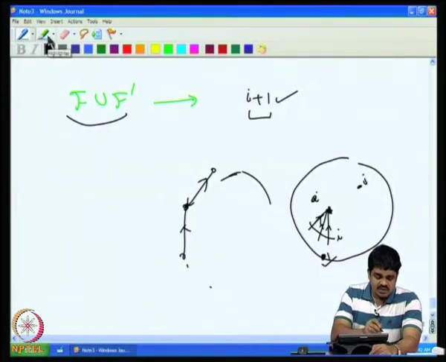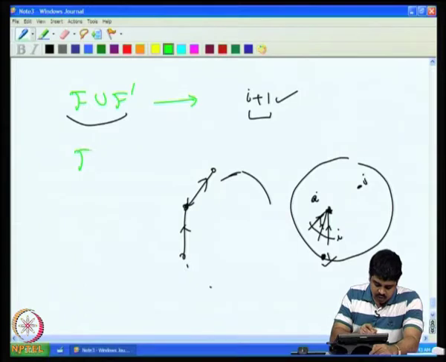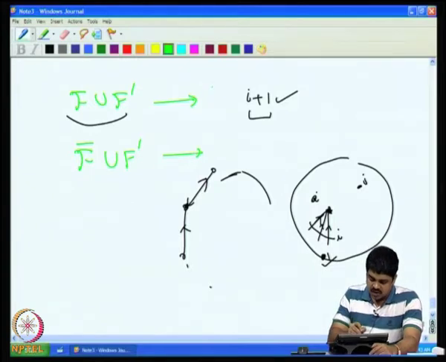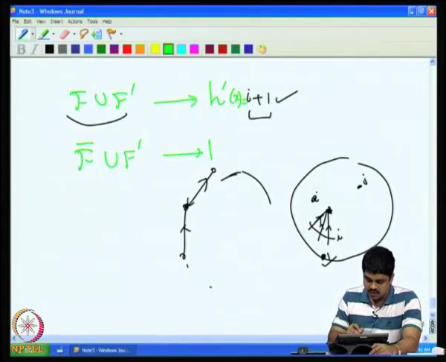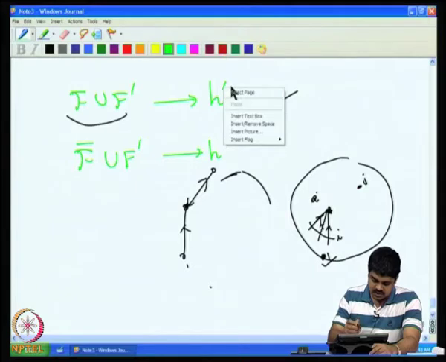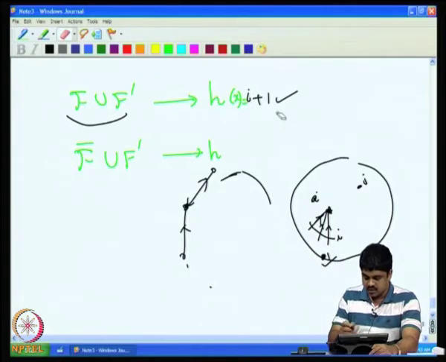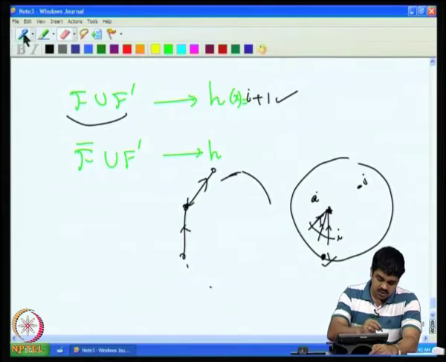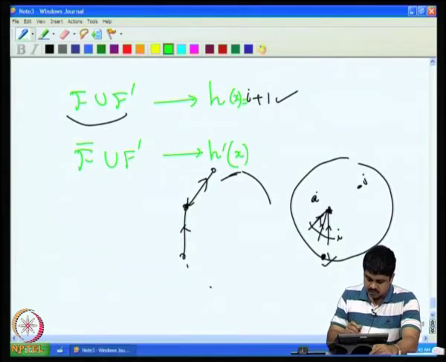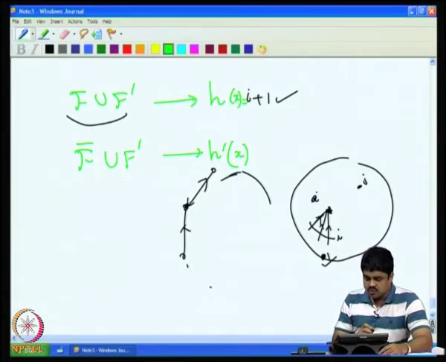Similarly, we will consider the other orientation, namely f bar union f dash, and based on that also we will define a numbering. We can call this numbering h. The vertex x will be given the number of incoming edges plus 1 as its name. Similarly, with respect to this orientation we make another numbering, h dash of x.